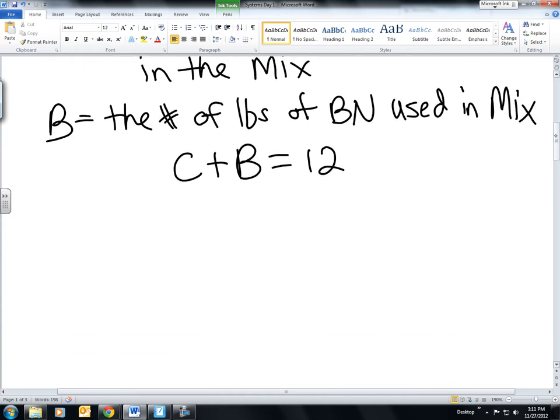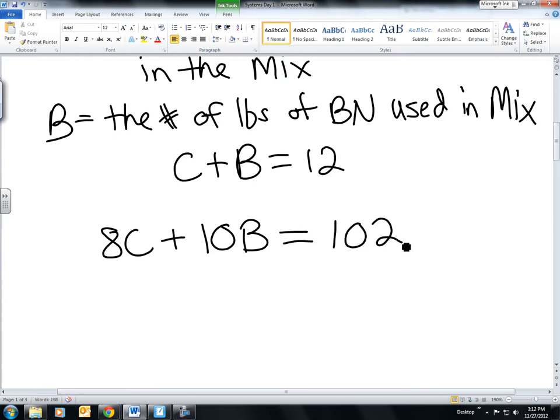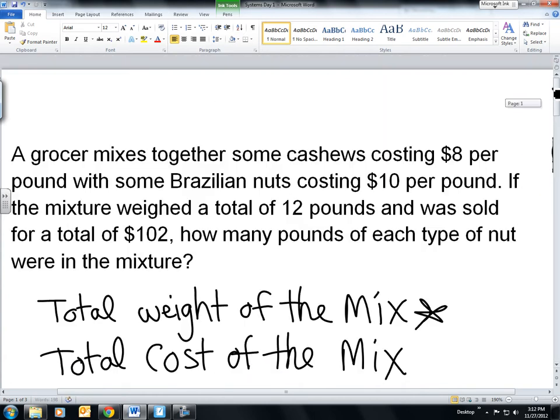The total cost of the mixture then we would say is the price per pound. So the cashews were $8 a pound. So we're going to take 8 times C, and that's going to tell us how much all of the cashews that went into this mixture cost. Then we're going to add that to 10 times B. So 10 is how much each pound of Brazilian nuts cost, and then we multiply that by the number of pounds used. So 10B represents the cost of all the Brazilian nuts used in the mixture. And that's going to be equal to $102, because that was the total cost of the mixture. Okay, and if we look at our problem, we said the total cost of the mixture was $102, so right here.